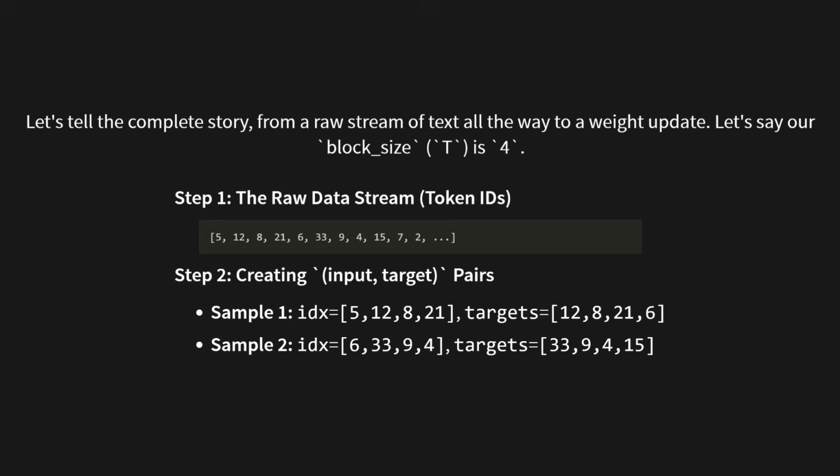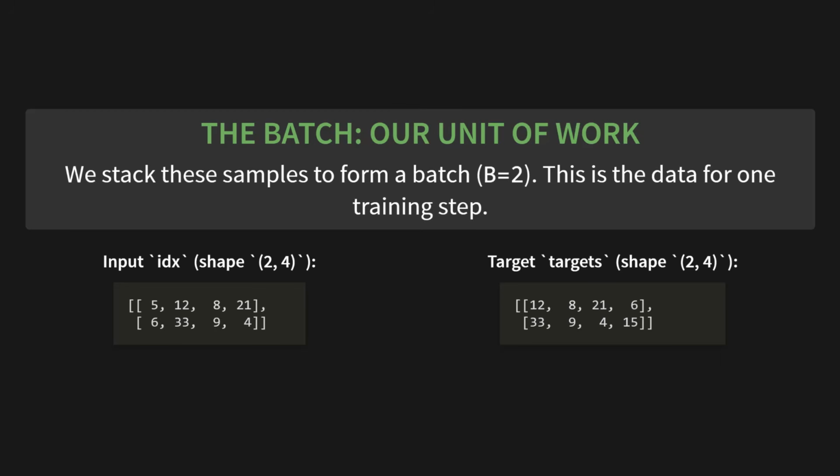Now, the batch. This is our unit of work. We stack these samples to form a batch, let's say with a batch size of B equals 2. This lets us process data in parallel on a GPU, so our input idx has a shape of 2 by 4. You can see the two samples stacked on top of each other. And our target tensor also has a shape of 2 by 4, with the corresponding targets for each sample.